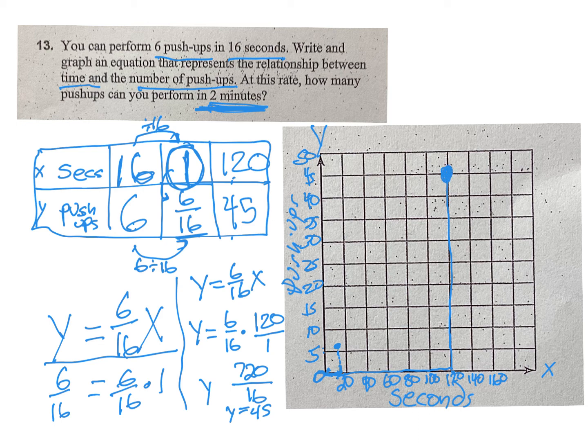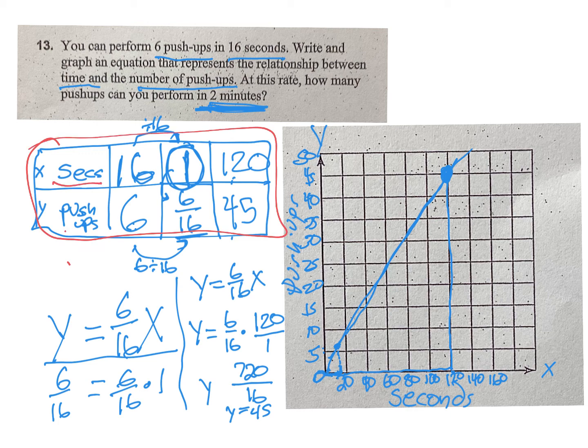Okay. So in 16 seconds, I'm going to do 6, and in 120 seconds, or 2 minutes, I'm going to do 45. And you can see how the graph goes up like that. Okay. So I think what I'm going to do for you for your test is I'm going to set you up with a chart like that.